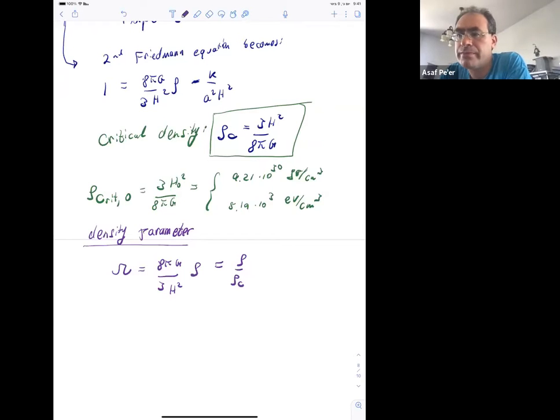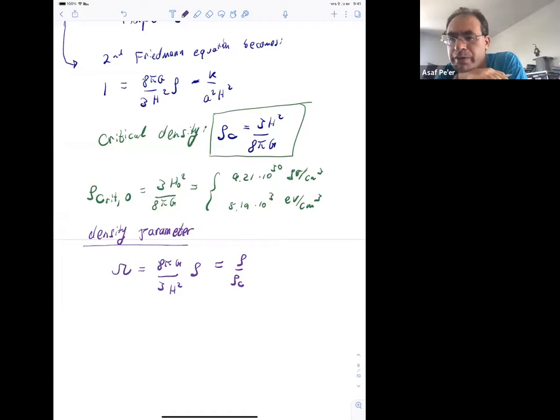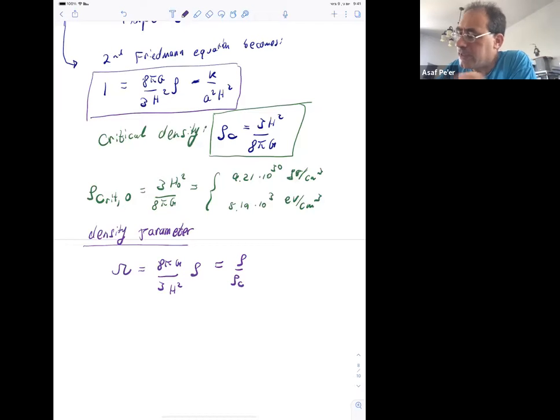Question: is the critical density the density where the universe will fall back in, or tear apart? Wait, everything will be clear. We're doing things in an ordered way, right? Remember, we have these Friedmann equations. This is the second Friedmann equation, which we wrote down. We basically just renamed some of the parameters there. That's it.